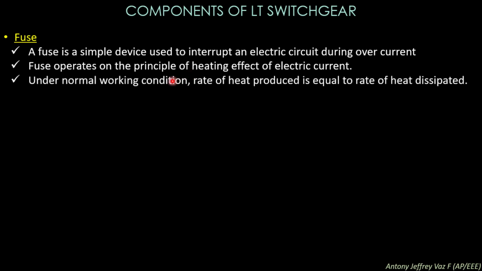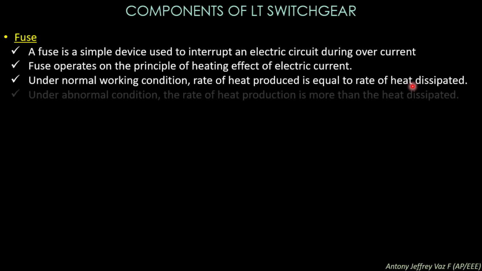Under normal working condition, the rate of heat produced in the fuse is equivalent to the rate of heat dissipated, which means that if a normal current, say 1 ampere, is flowing through the fuse element, the amount of heat produced in the fuse element will be equivalent to the heat dissipated from that element. So, the total net heat present in the fuse element is nil.